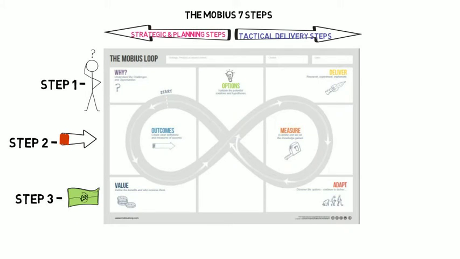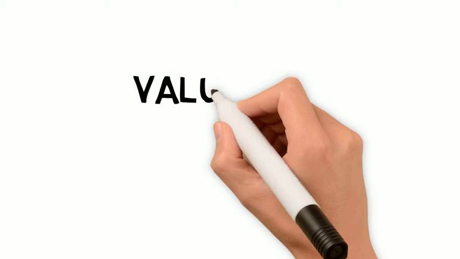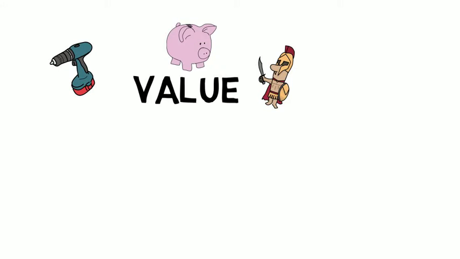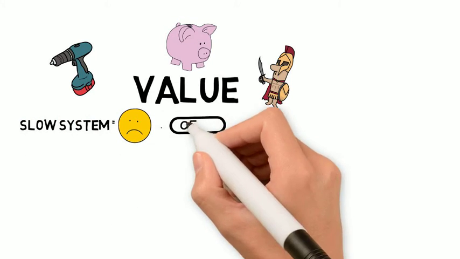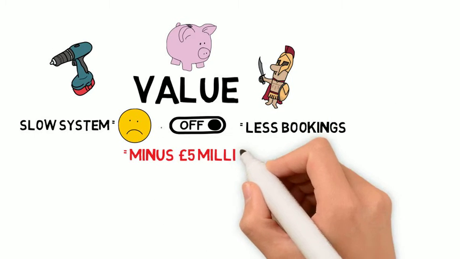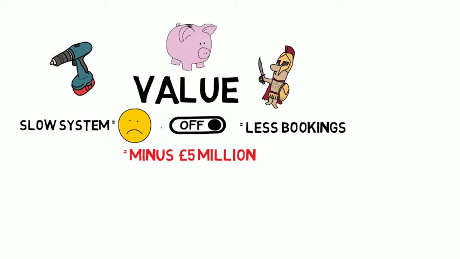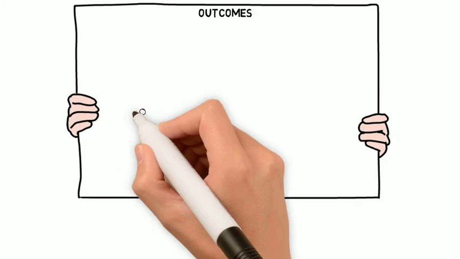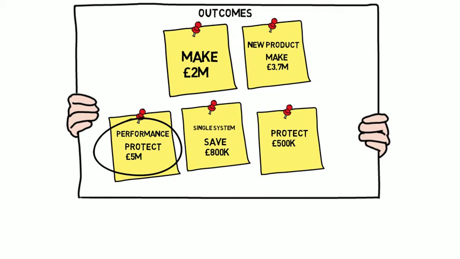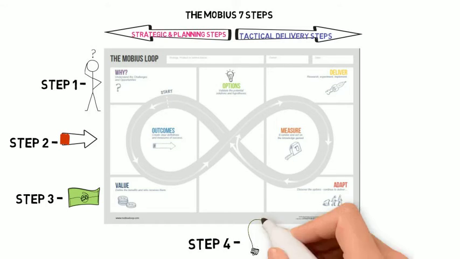Step 3, value. Really define the benefits and who receives them. So how are you going to make, save or protect revenue? Understand the real cost of delay. A slow system equals unhappy customers who switch us off. We lose bookings and this results in a £5 million loss of revenue over a course of a year. So identify and put values against each of the problems and outcomes that you're reviewing to determine which of the outcomes to target first. Step 4, options.